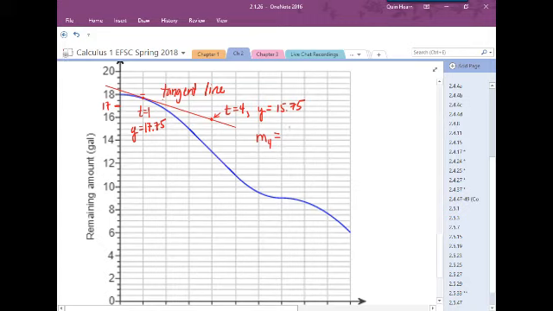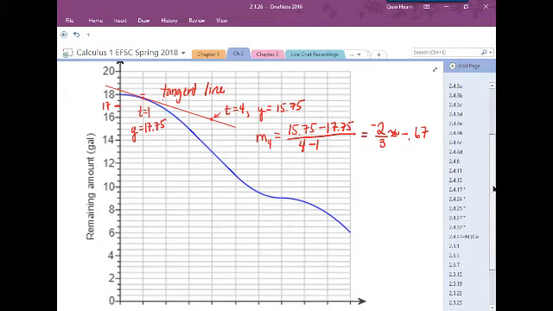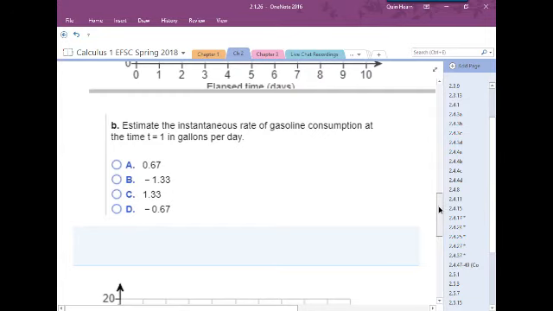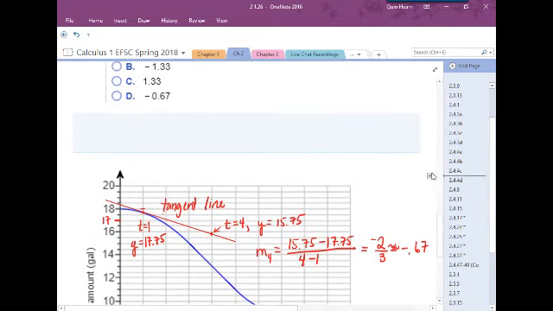All right, so to estimate the slope of the tangent line, we find 15.75 minus 17.75 divided by 4 minus 1. That's going to give us -2 over 3, so -2/3, about -0.67-ish. Let's see, what were our options again? Oh, -0.67. Wow. I would not expect that my calculation would be so accurate.